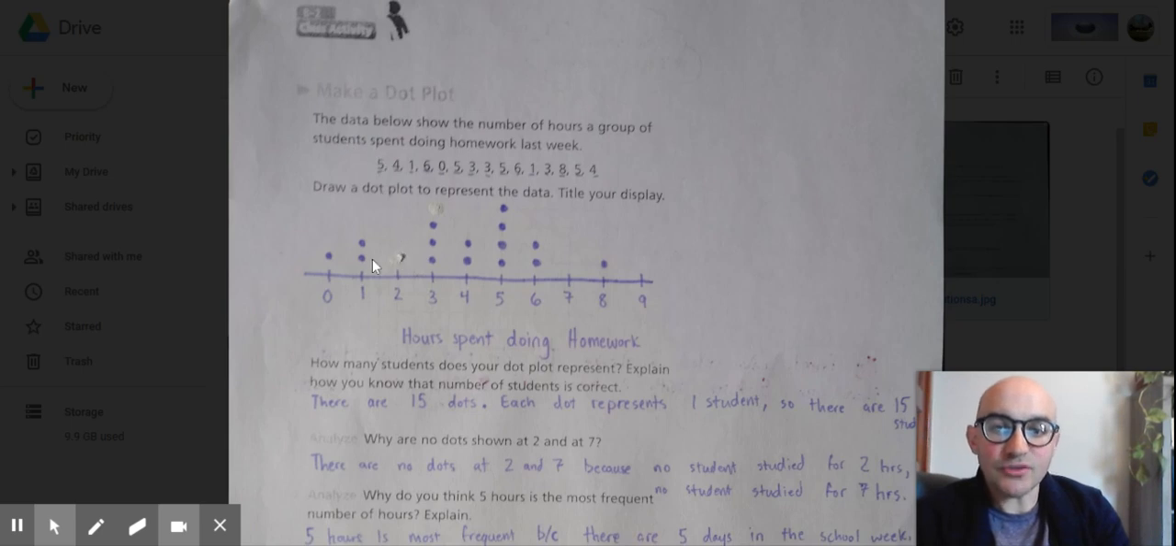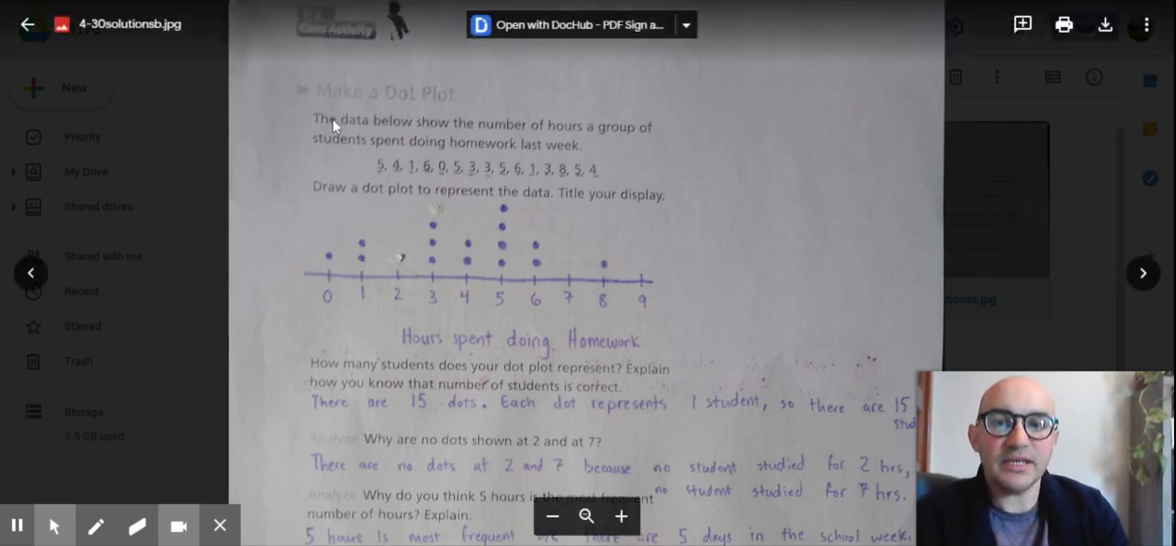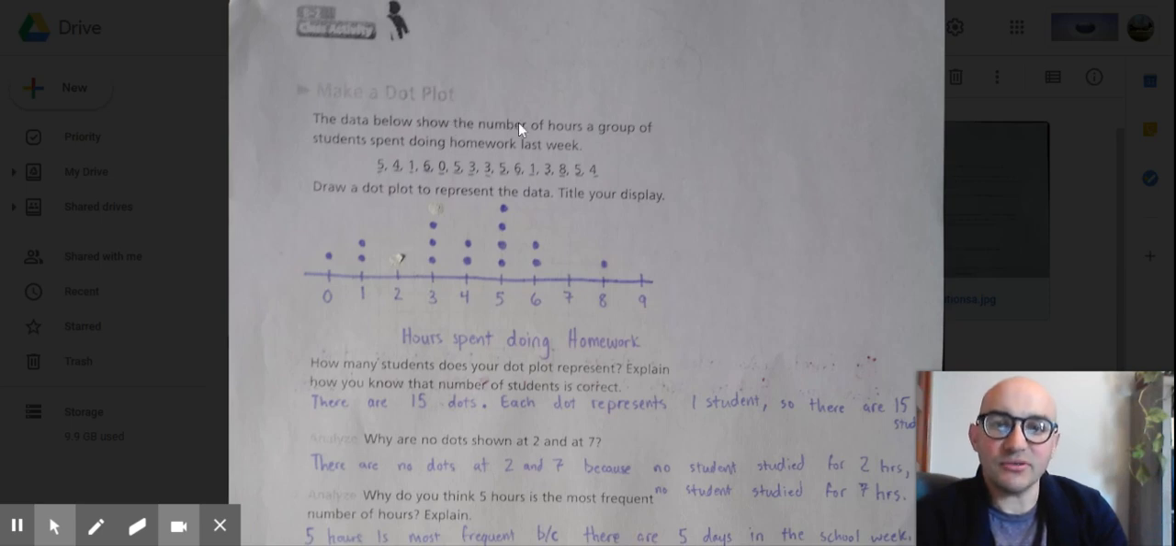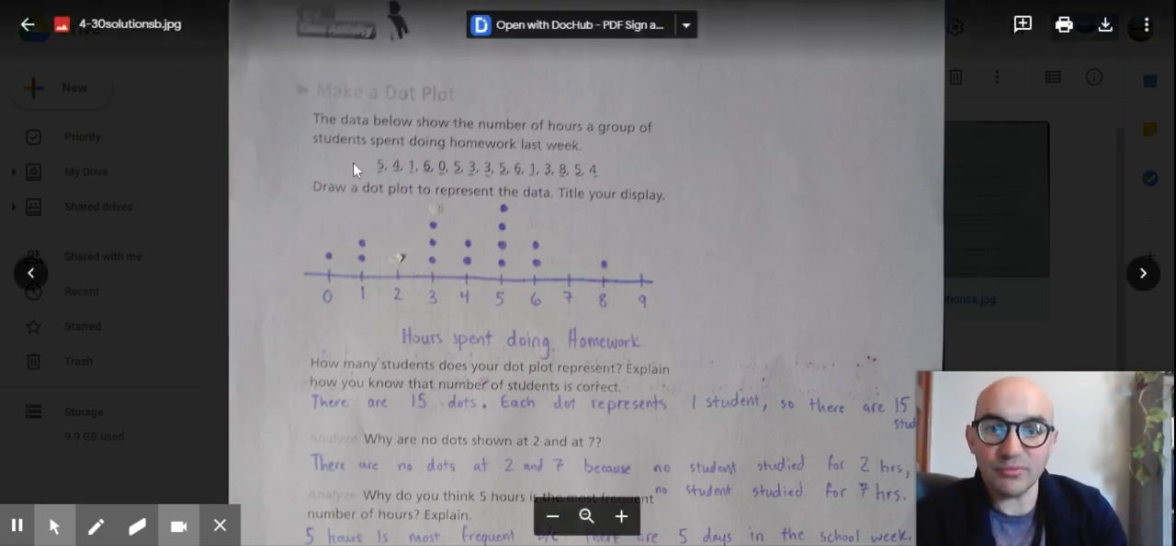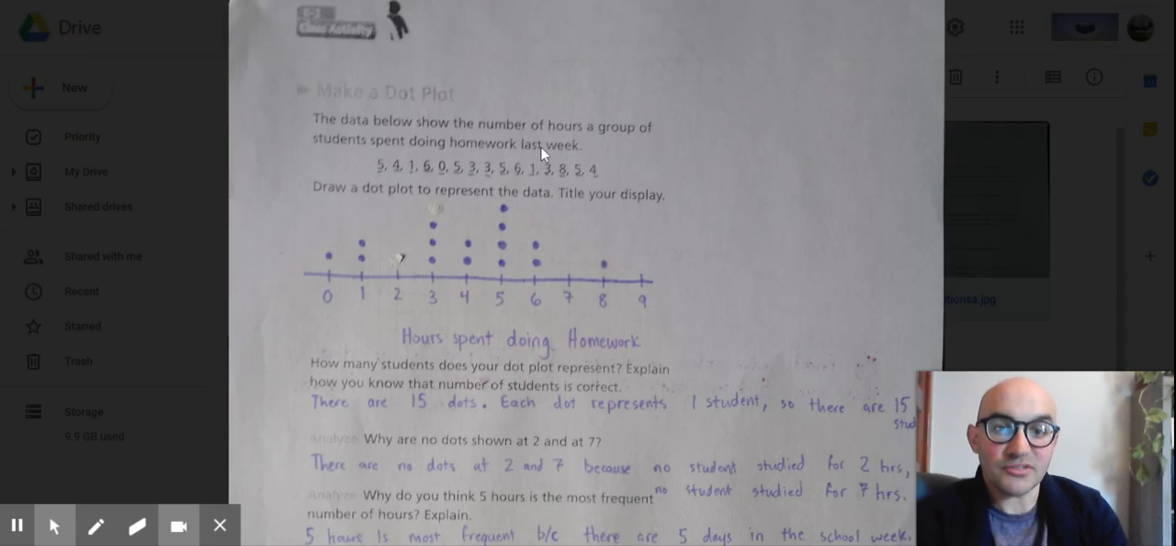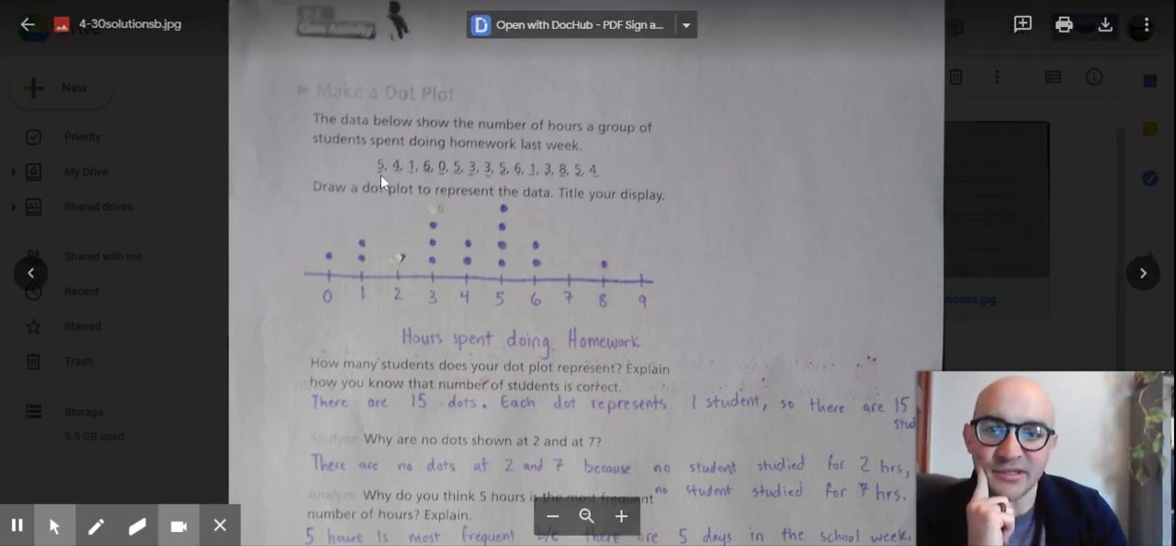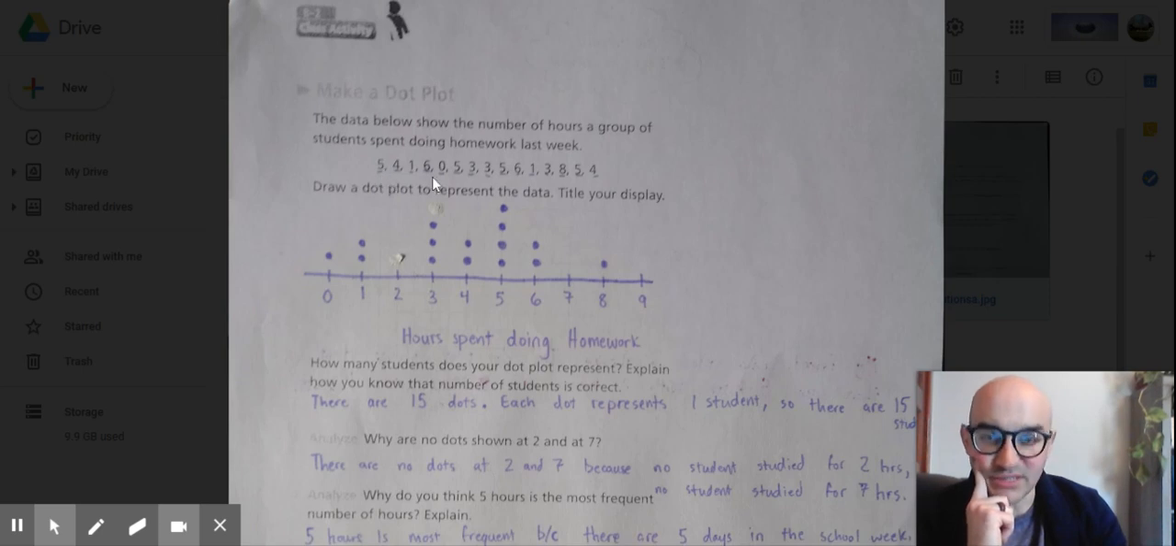And before I get into a little bit of an explanation, let's just quickly read this. It says the data below show the number of hours a group of students spent doing homework last week. To unpack that a little bit, this 5 means that this person studied for 5 hours last week. This 4 means that this person studied for 4 hours last week. This person studied for 1 hour. This person studied for 6 hours. This person studied for 0 hours, and so on and so forth. Okay? It's important to understand before you plot this what each of these means.